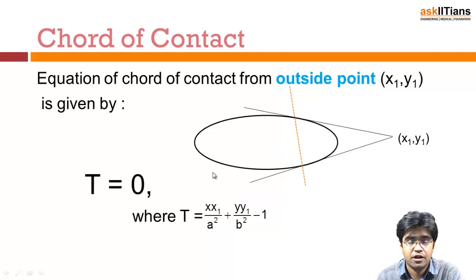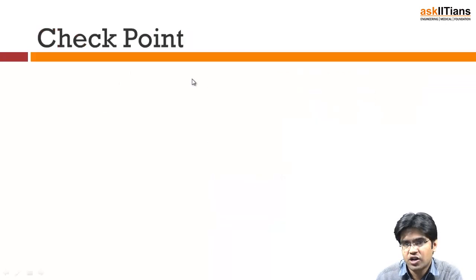Now remember that T equal to 0 refers to different things at different times. If the point is on the ellipse, T equal to 0 refers to the tangent. If the point is outside, then T equal to 0 represents the chord of contact. So let's check our concept on this.